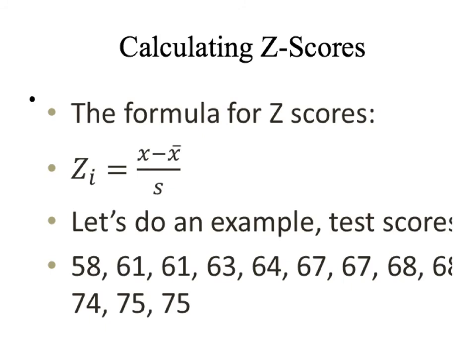All right, so how do we calculate z-scores? The formula for z-scores is pretty simple. The z for any given number is that number, x, minus the mean, divided by the standard deviation. And so again, you're looking for the average distance away from the mean. We're going to go ahead and do an example in the next set of slides.